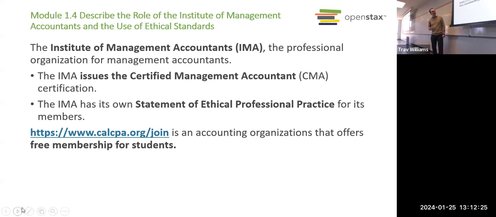And I talked about Cal CPA, how they have free memberships for students. So that's another organization that you might join, regardless of what area of accounting you might be interested in going into. Cal CPA would be a good thing to be a member of, especially since it's free. And I told you about that scholarship opportunity that comes around in the fall.